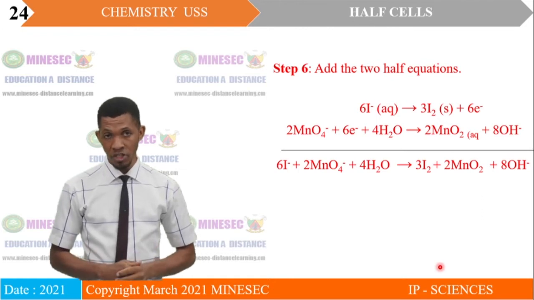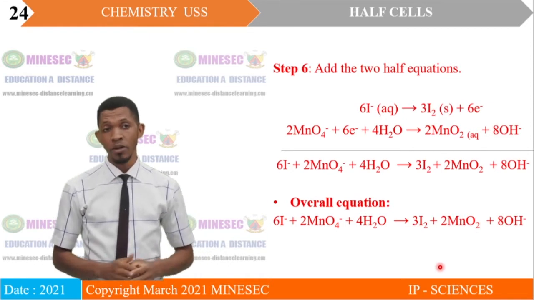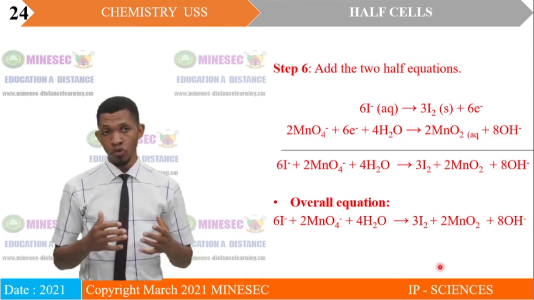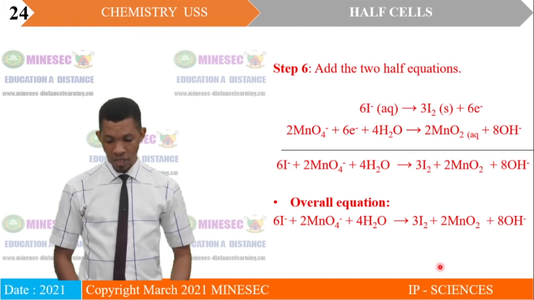Step 6, add the 2 half equations. When we add the 2 half equations, we have an overall equation of 6 iodide plus 2 permanganate plus 4 water, giving 3 iodine plus 2 manganese 4 oxide plus 8 hydroxide ions.